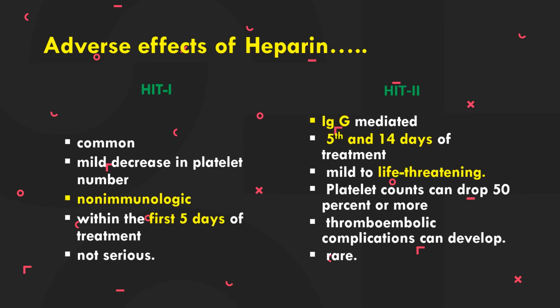So if we compare and contrast HIT 1 with HIT 2, HIT 1 is common, mild decrease in platelet number, non-immunological mediated, occurs within first 5 days of treatment and it's not serious. Whereas HIT 2 क्या है? It is IgG mediated, seen on the 5th to 14th day of treatment with heparin. It's mild to life-threatening and platelet count can decrease to 50% or even more, and thromboembolic complications can occur, but it's very rare. ठीक है?